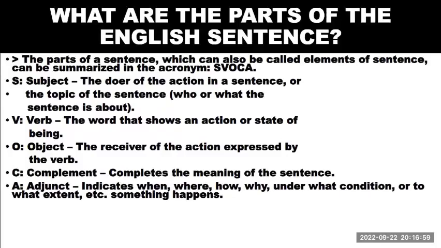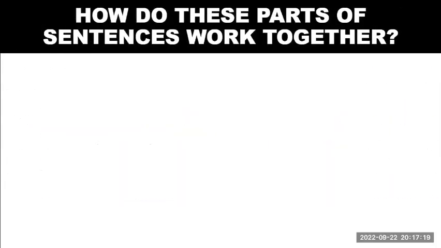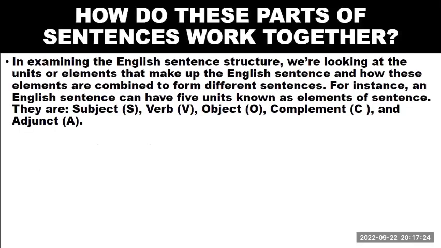Then we have the adjunct. The adjunct indicates when, where, how, why, under what condition, or to what extent something happens. So an adjunct is usually an adverbial element, okay? And we are going to look at some of this in subsequent lessons. But today, let's look at how these parts of the sentences work together.